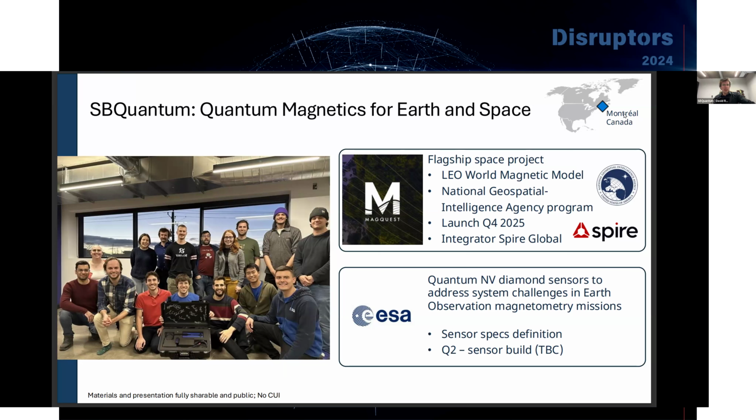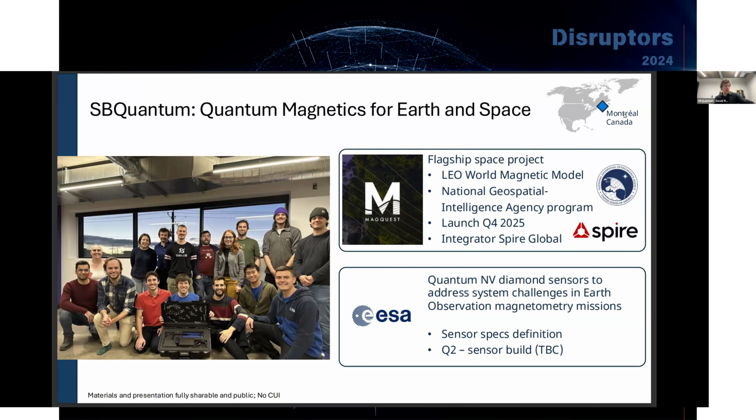So the launch, we're in the final phases of that program. The launch is planned for the end of 2025, and we're working with Spire, US, and Glasgow in order to fit our diamond magnetometer technology to provide very accurate measurements of the Earth's magnetic field.